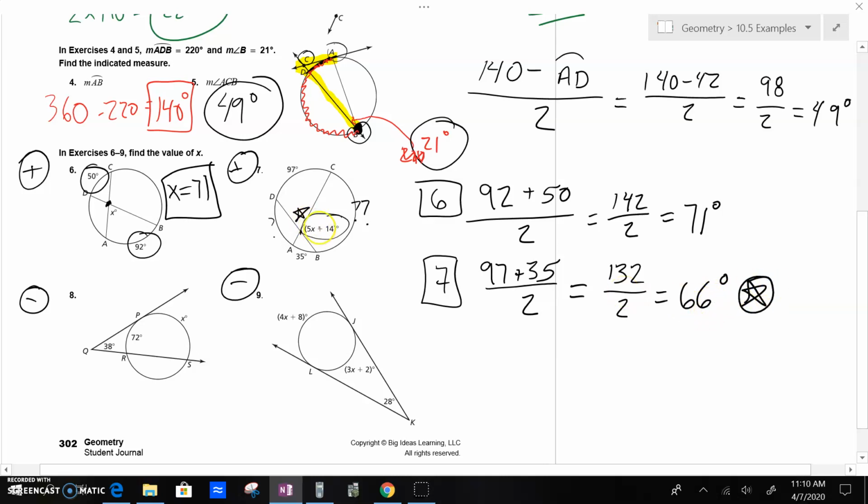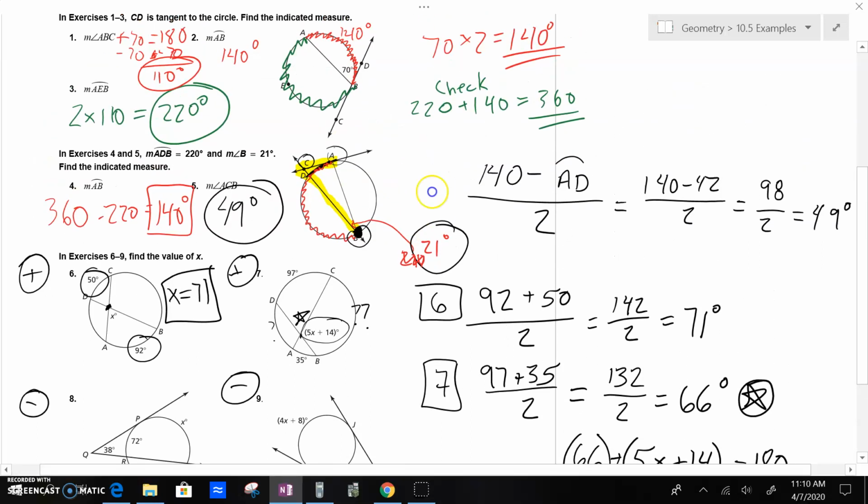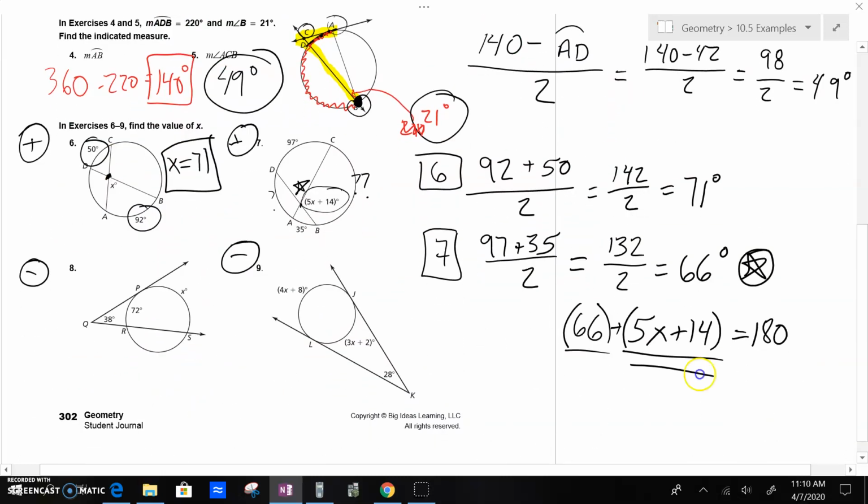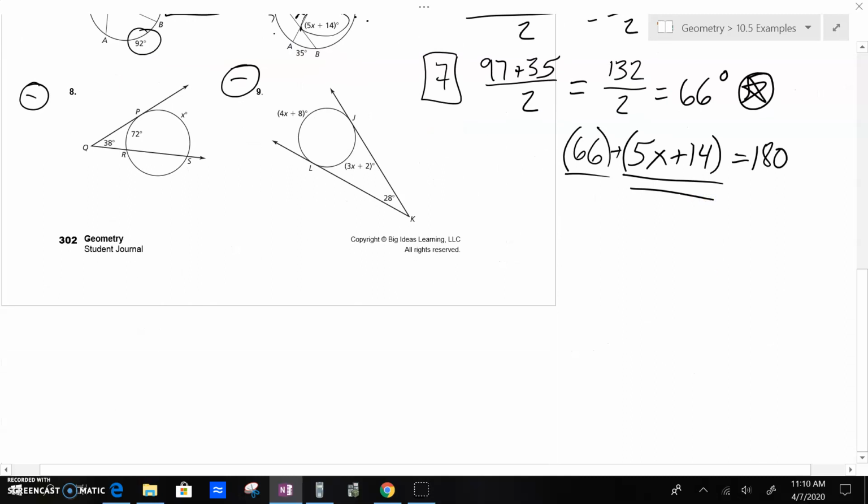Well, 66 plus the angle next to it, they both lie on a line. So if I take 66 and add it to 5x plus 14, so I add those two angles together, that needs to be 180, and that's just using the idea of a linear pair. We actually used that same idea, so I'll just pause for a second and scroll up here. We used that same idea on the very first problem to get number 1, where the two angles that sit next to each other had to equal 180 degrees when added together. And that's a really old idea. It's one of the first ones we did in this class.